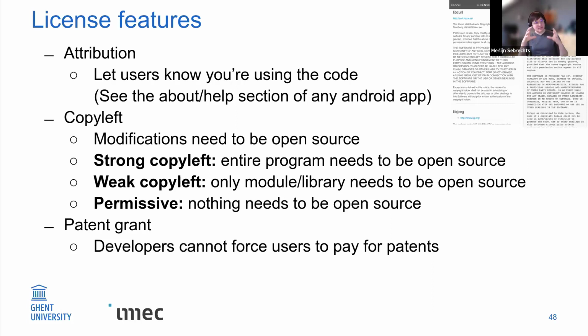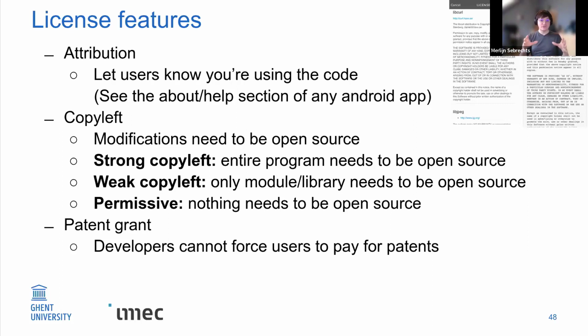Weak copyleft is a little bit less strong than that. Weak copyleft means that if your piece of software uses an open source library that has weak copyleft, your complete application doesn't need to be open source. However, if you ever modify that library itself, then it needs to be open source. So strong copyleft means if you use that library, the entire program needs to be open source. Weak copyleft means only your changes to that library need to be open source, but the rest of your application can remain closed source.